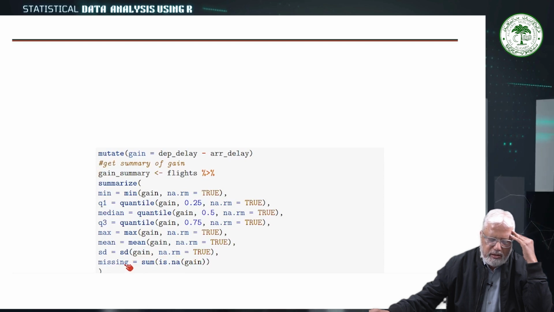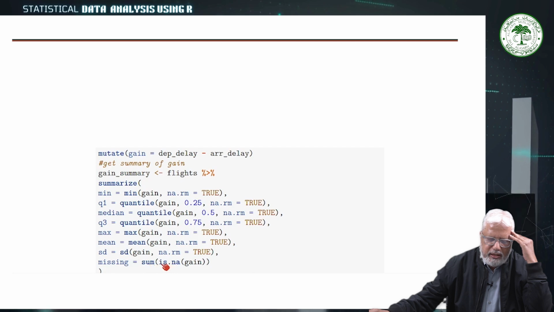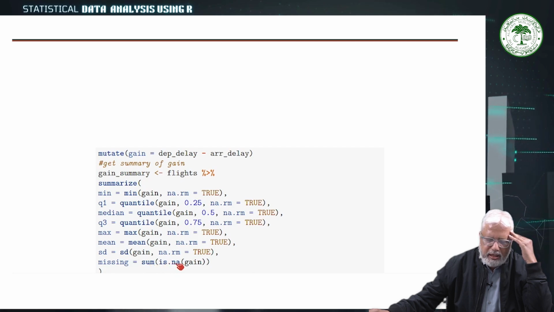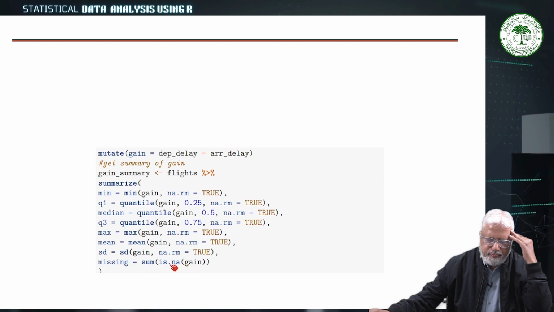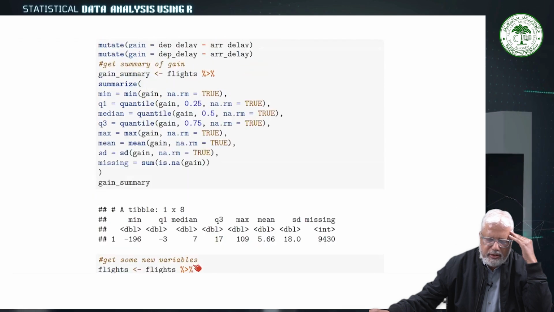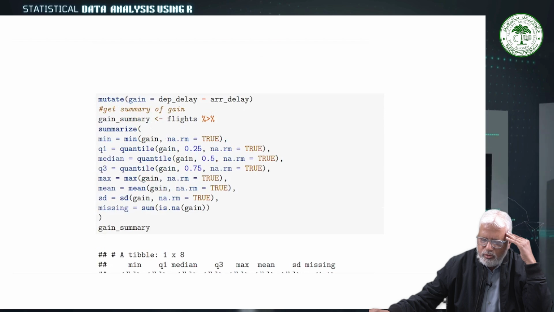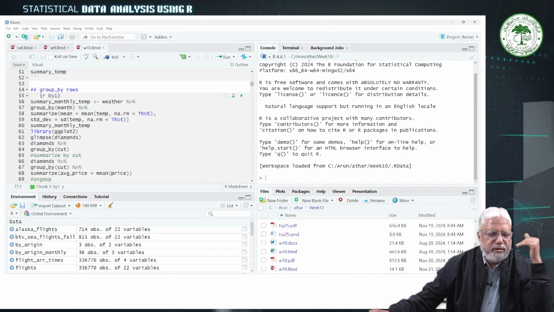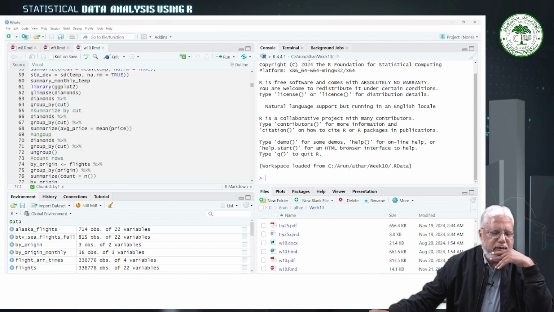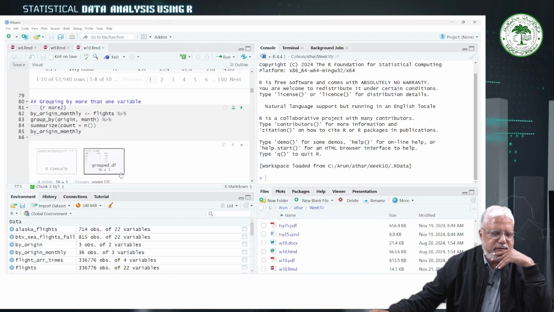And then missing, the number of missing observations, sum of is.na. I will explain what is the meaning of is.na gain. See, and then we are getting the summary. First I would like to go into the base and then I will talk about these things.